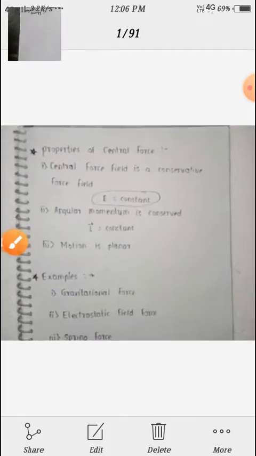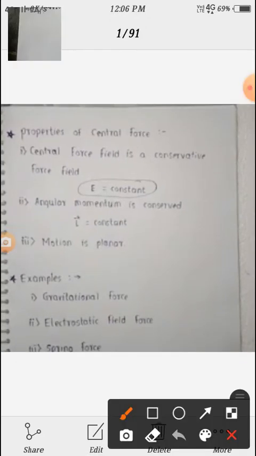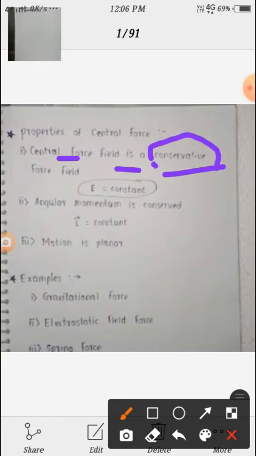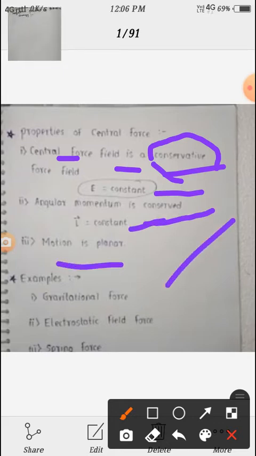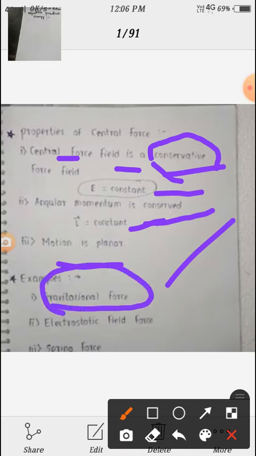So, properties of central force. Central force field is conservative, meaning constant, there is no change. Central force field is a conservative force. Angular momentum is conserved, that is L equals constant. Motion is planar. So examples: gravitational force, electrostatic field, spring force.